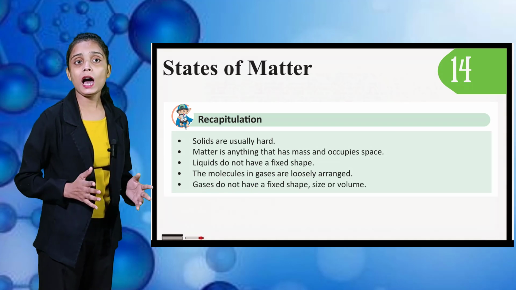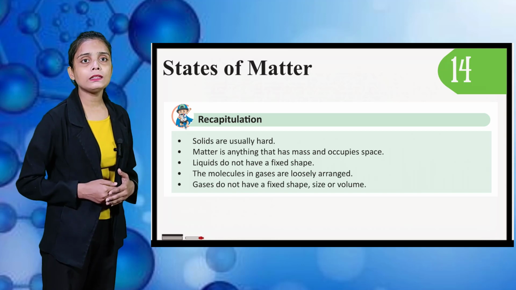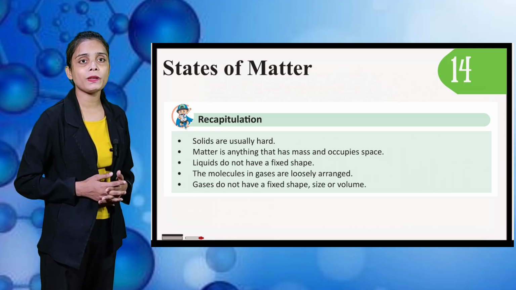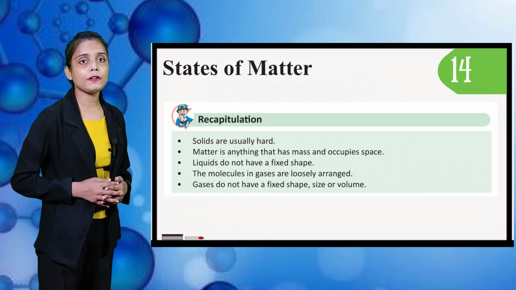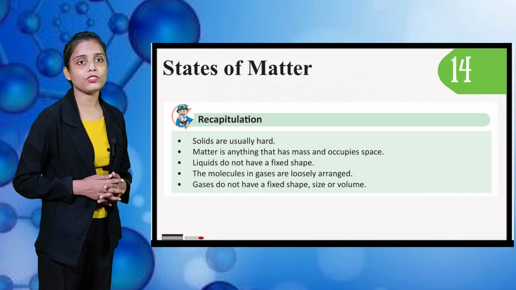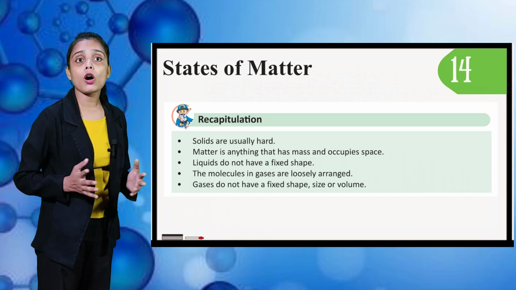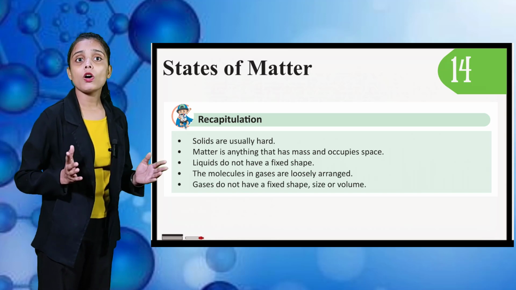Solids are usually hard. Next, matter is anything that has mass and occupies space. Liquids do not have a fixed shape. The molecules in gases are loosely arranged. Then, gases do not have a fixed shape, size, or volume.